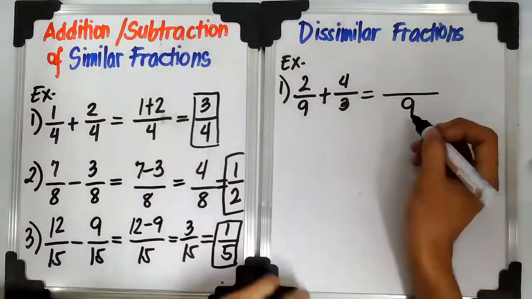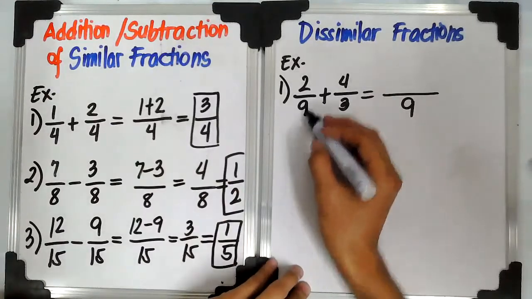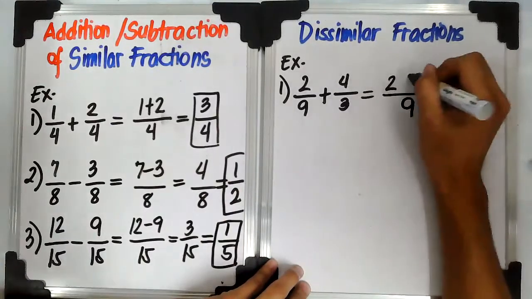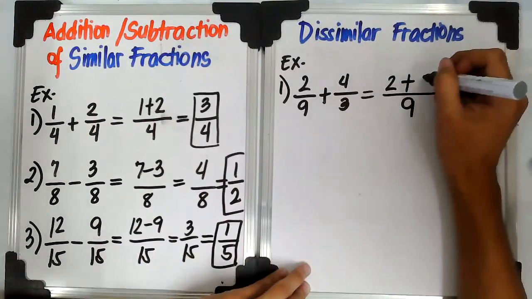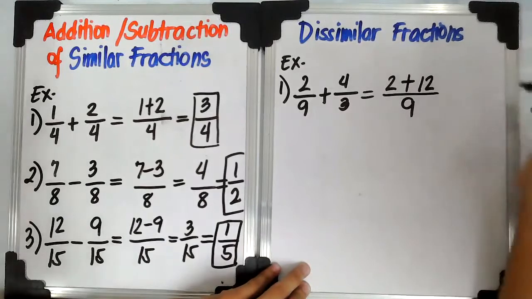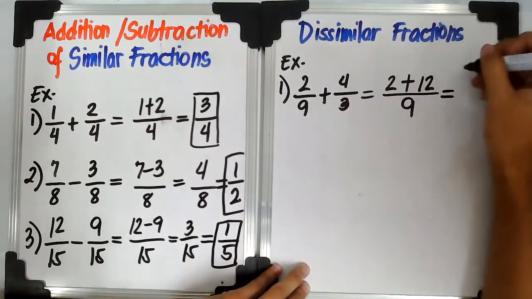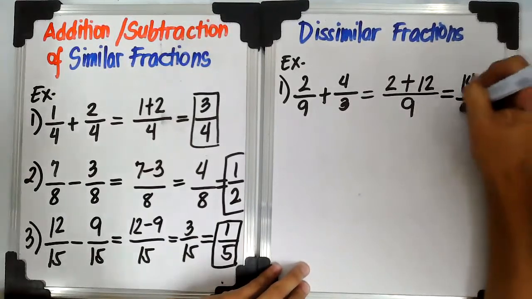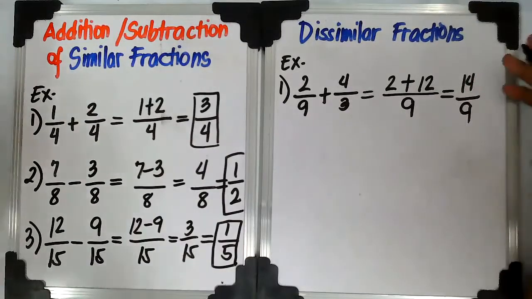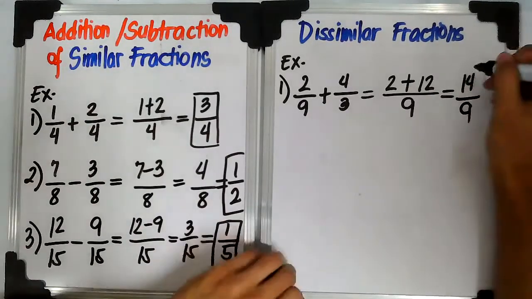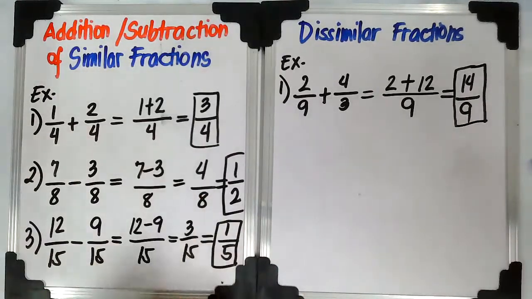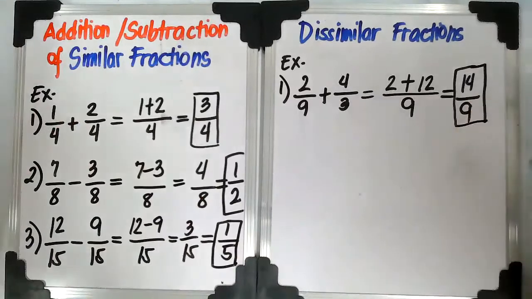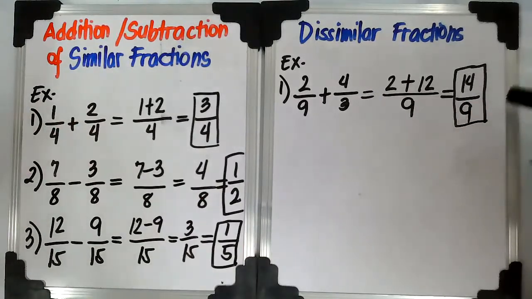All right. So this will be equal to 9 over 9, that's 1 times 2, you have 2, plus 9 over 3, you have 3 times 4, this will be equal to 12. All right. So you have 2 plus 12 over 9. This will be equal to 14 over 9. So 14 and 9 are relatively prime. Then this will be our final answer. In your final answer, you have to simplify if it is possible. But if it's not, then you just have to box it as your final answer.